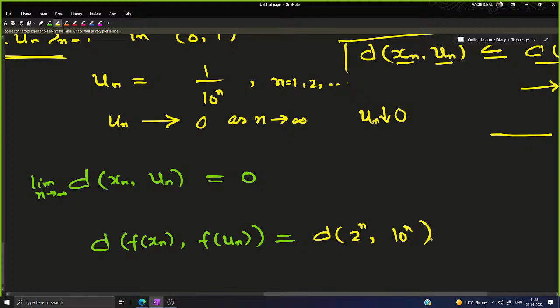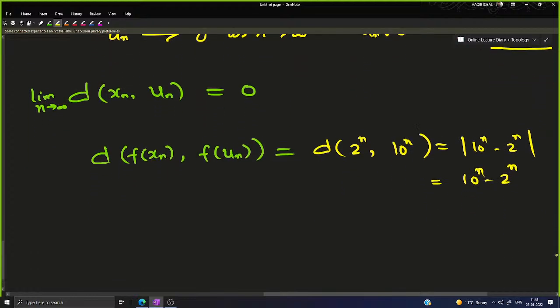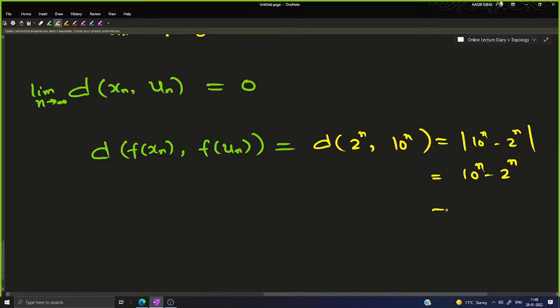And since we are using the usual metric, this will be mod of 10 power n minus 2 power n, which is equal to 10 to the power n minus 2 to the power n. Now 10 to the power n minus 2 to the power n, इसको मैं ऐसे भी लिख सकता हूँ. Because it's 10 to the power n, I can write this as 2 power n into 5 power n. और उसके बाद आप फिर ये 2 power n कॉमन ले सकते हैं, तो आपको ये मिलेगा 2 power n times 5 to the power n minus 1.